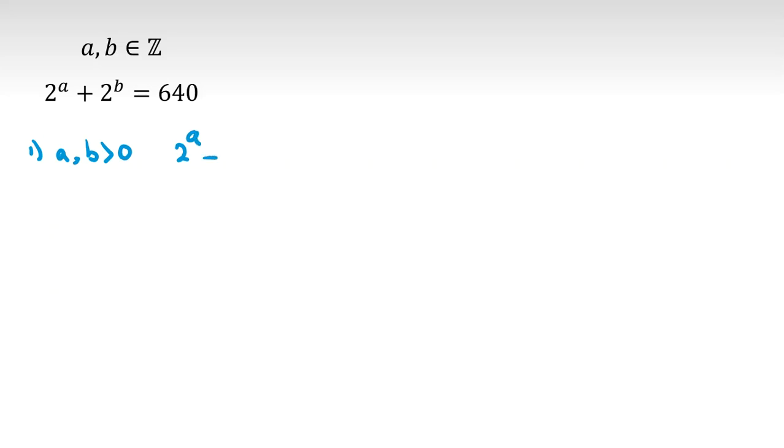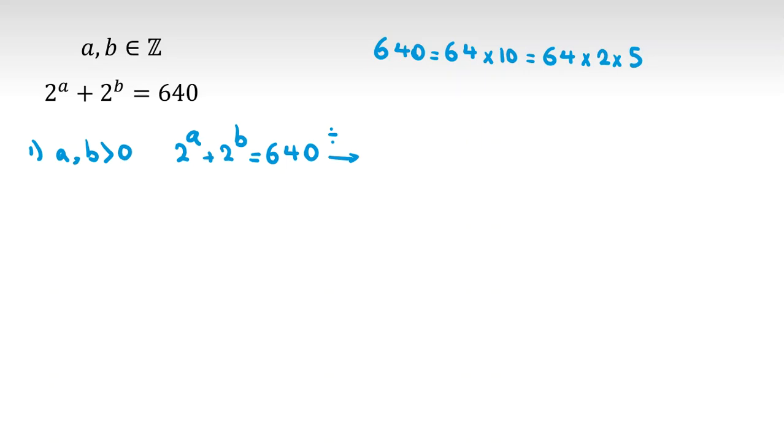So I say 2 to the A plus 2 to the B equals 640. I divide both sides by... let's see, I can divide by what? You have 640. If I prime factorize this, let me show you a quick way. 64 times 10 is 2 times 5. 64 is 2 to the 6, and 2 is 2 to the 1, so it will be 2 to the 7 times 5. And now, I can divide both sides by 2 to the 7.